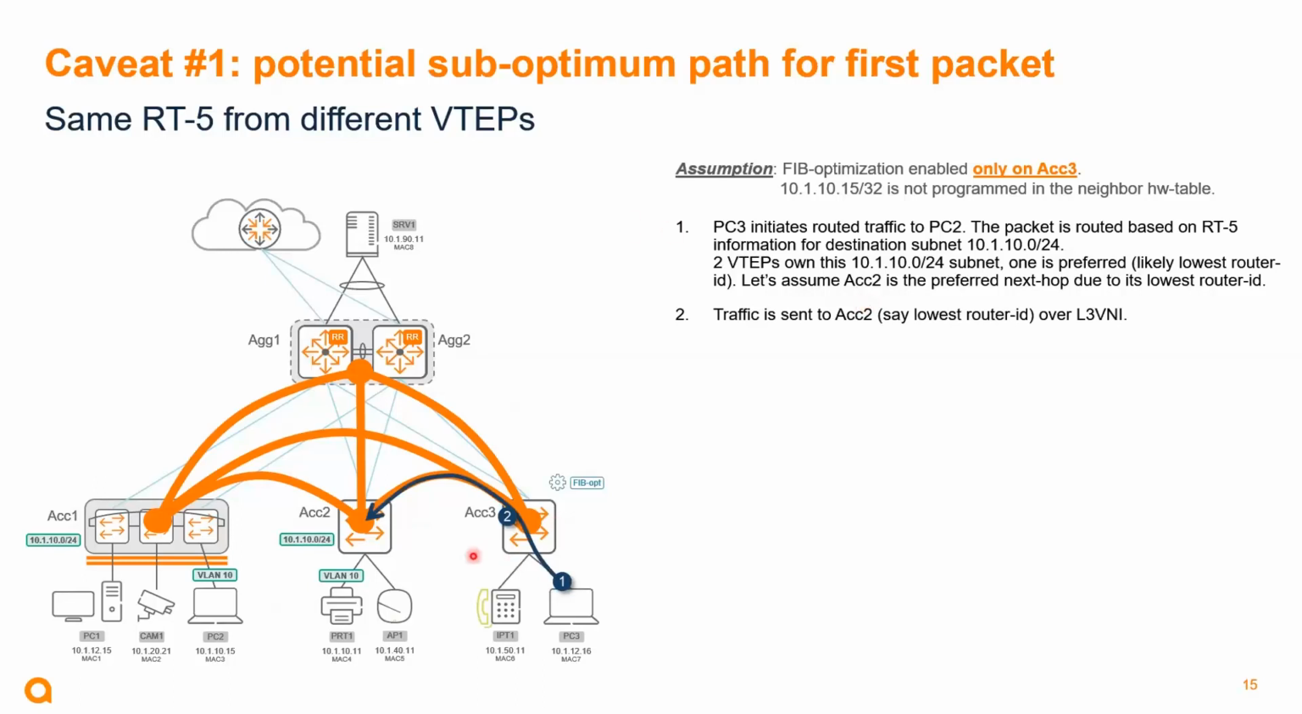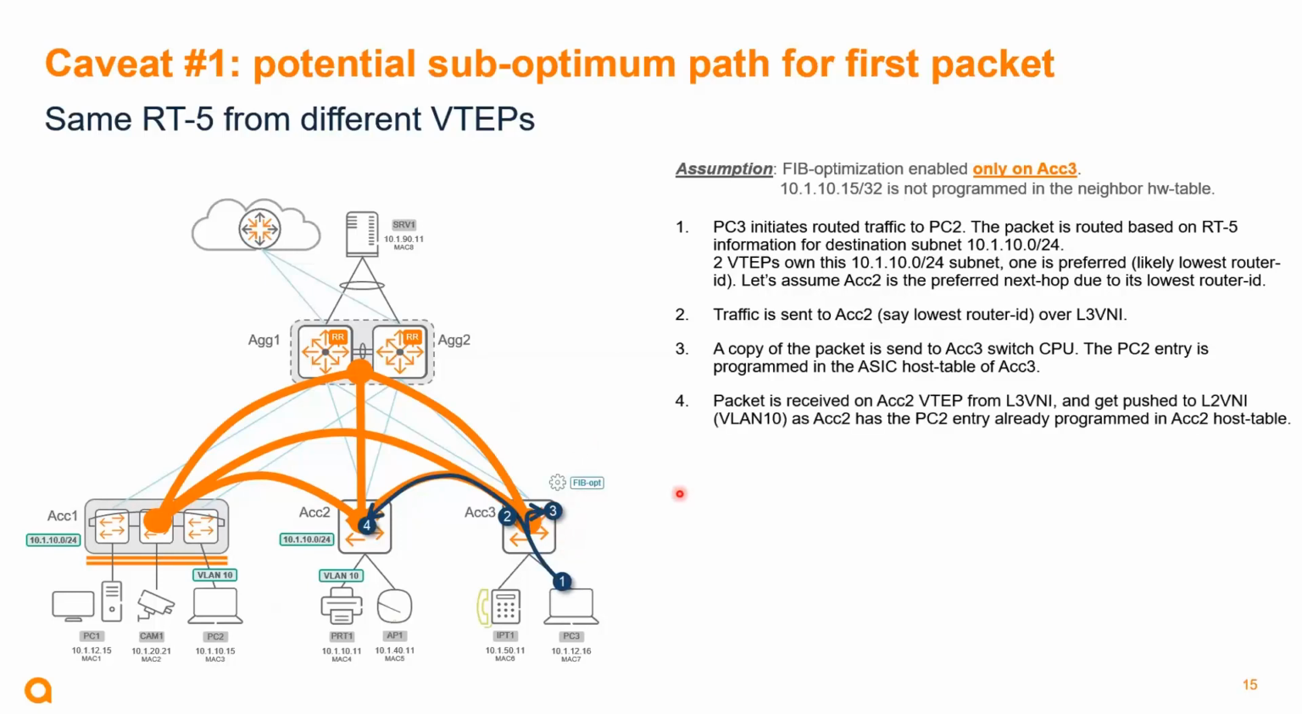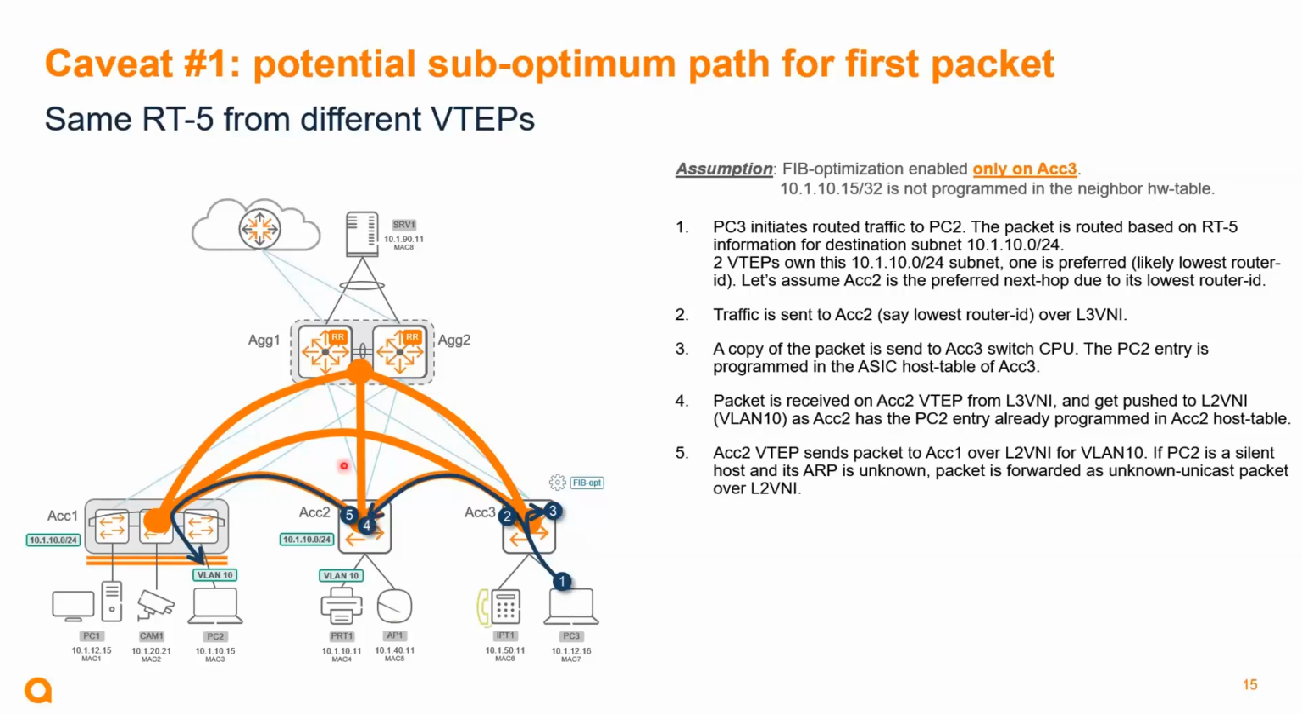Traffic is sent to access 2 over L3 VNI. A copy of the packet is sent to the CPU, so that this entry is programmed into the ASIC. The packet is received on access 2, and say that access 2 has no FIB optimization, so the entry is already programmed in access 2. The next step is that access 2 sends the packet to access 1 over an L2 VNI this time. Access 2 is re-forwarding the packet into the same L2 VNI as this is the shared VLAN here.